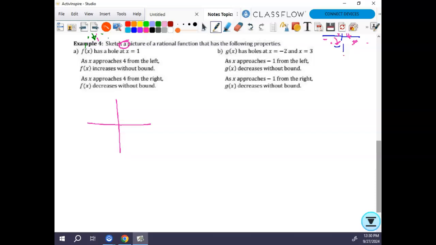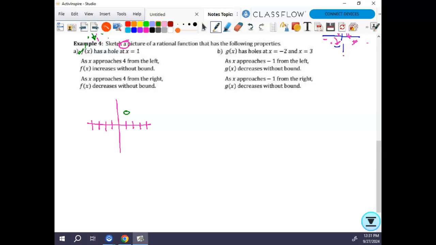So let's just do 1, 2, 3, 4, just to make some little hash marks here. The first thing it says here is that f of x has a hole at x equals 1. So I have a hole at x equals 1. I have no idea what the y value is. They didn't tell me. But as long as I put it at x equals 1, it can be whatever I want it to be. Okay, so did that part.